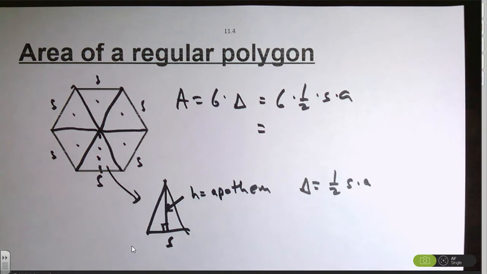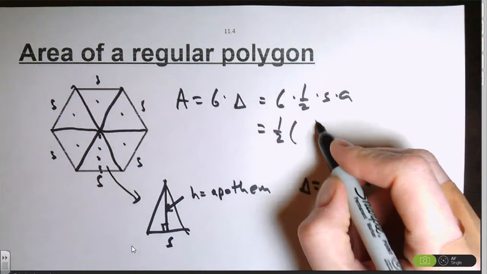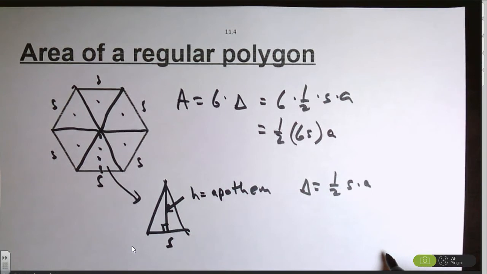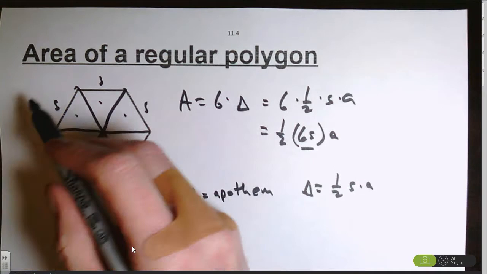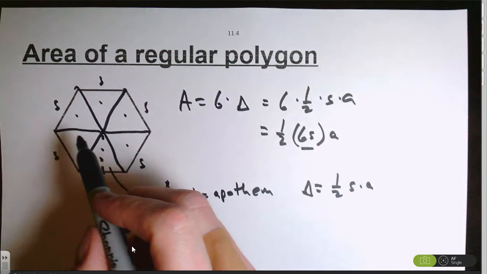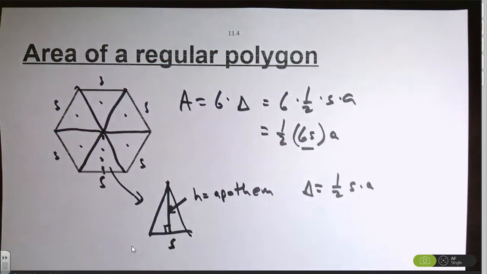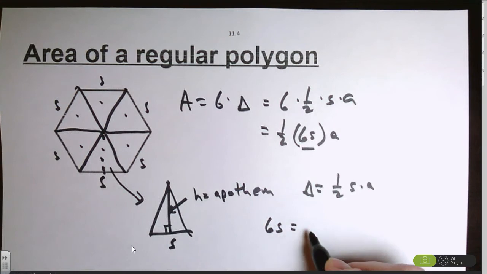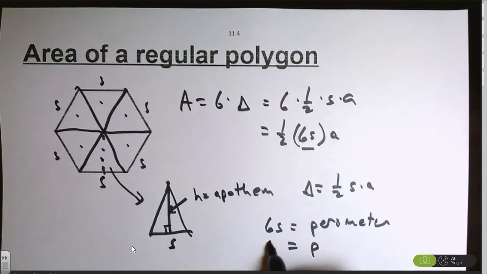Now here's where we do a little more fancy work. I'm going to throw that 1/2 in front, and then I'm going to put 6S in parentheses, and then there's the apothem there. Now this 6S, it depends upon how many sides there are. If there are 10 sides, it'd be 10S. If there were 3 sides, it's going to be 3S, however it works out. Well, what is that 6S really? That 6S is the 1, 2, 3, 4, 5, 6 sides added together. Well, when I add up all the side lengths together, 6S is really the perimeter, which we're going to call P.